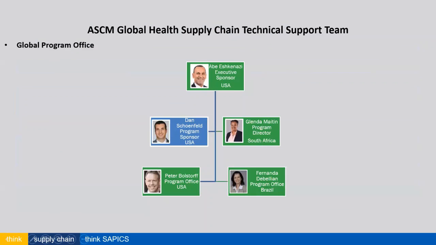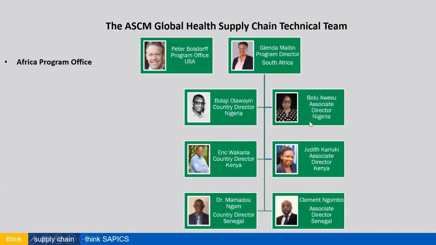So the Global Health Supply Chain office is manned in two different areas. There's the global office and there's the African office. The global office is headed by Abe Eshkenazi, who is the executive sponsor based in the USA. We have Dan, we have Glenda. Glenda is the program director. We have Peter Bolfus, who's also at the program office. And we have Fernanda, also at the program office in Brazil. The Africa team is a technical team, where we have Glenda still as program director, we have Bolaji and Bolu in Nigeria, Eric and Judith in Kenya, and Dr. Ngom and Clement in Senegal.